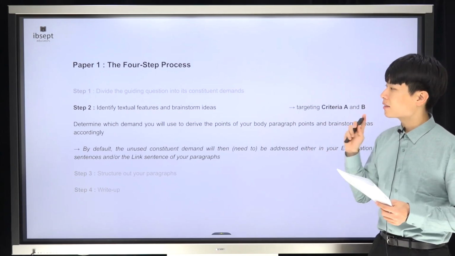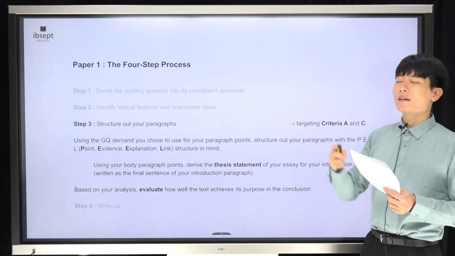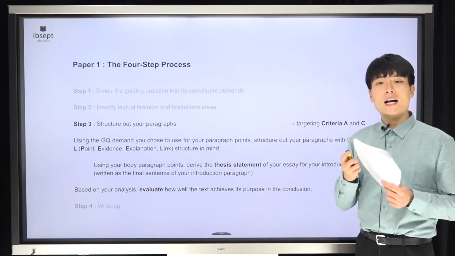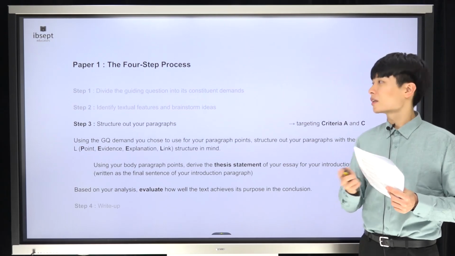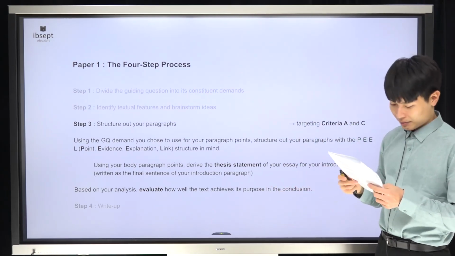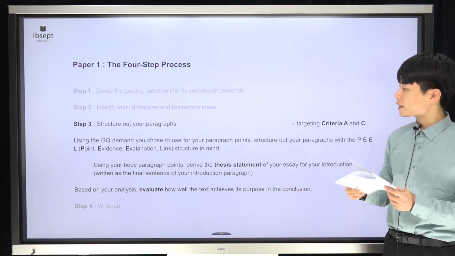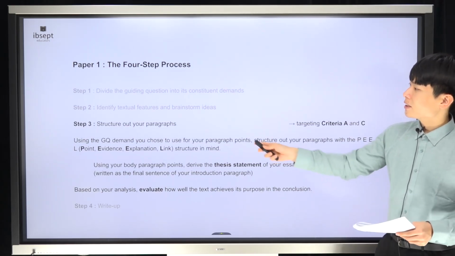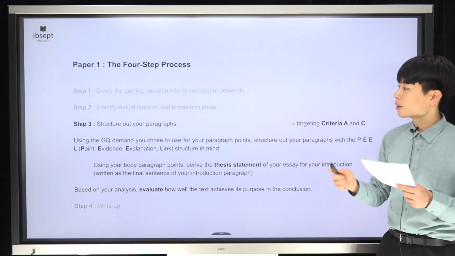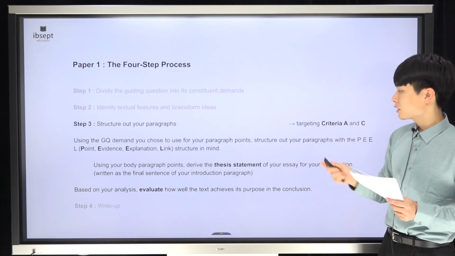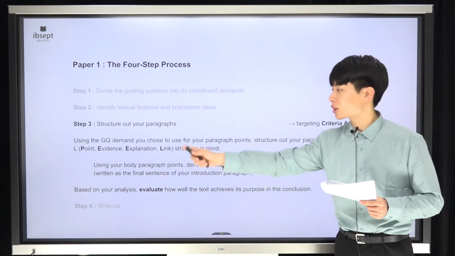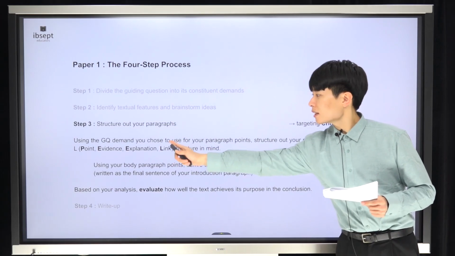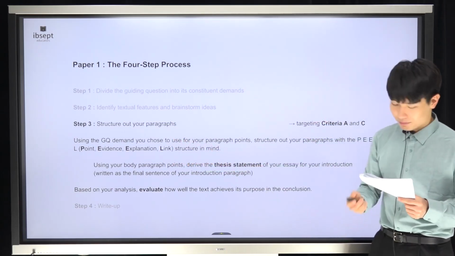This is where your mind is working as quickly as possible. And when you're done with that, you move on to step 3, paragraph structuring, which I consider the most important part of this 4-step process. So this is where you're organizing all of the ideas generated in step 2 into coherent body paragraph structures using the PEEL paragraph structure: point, evidence, explanation, and link.